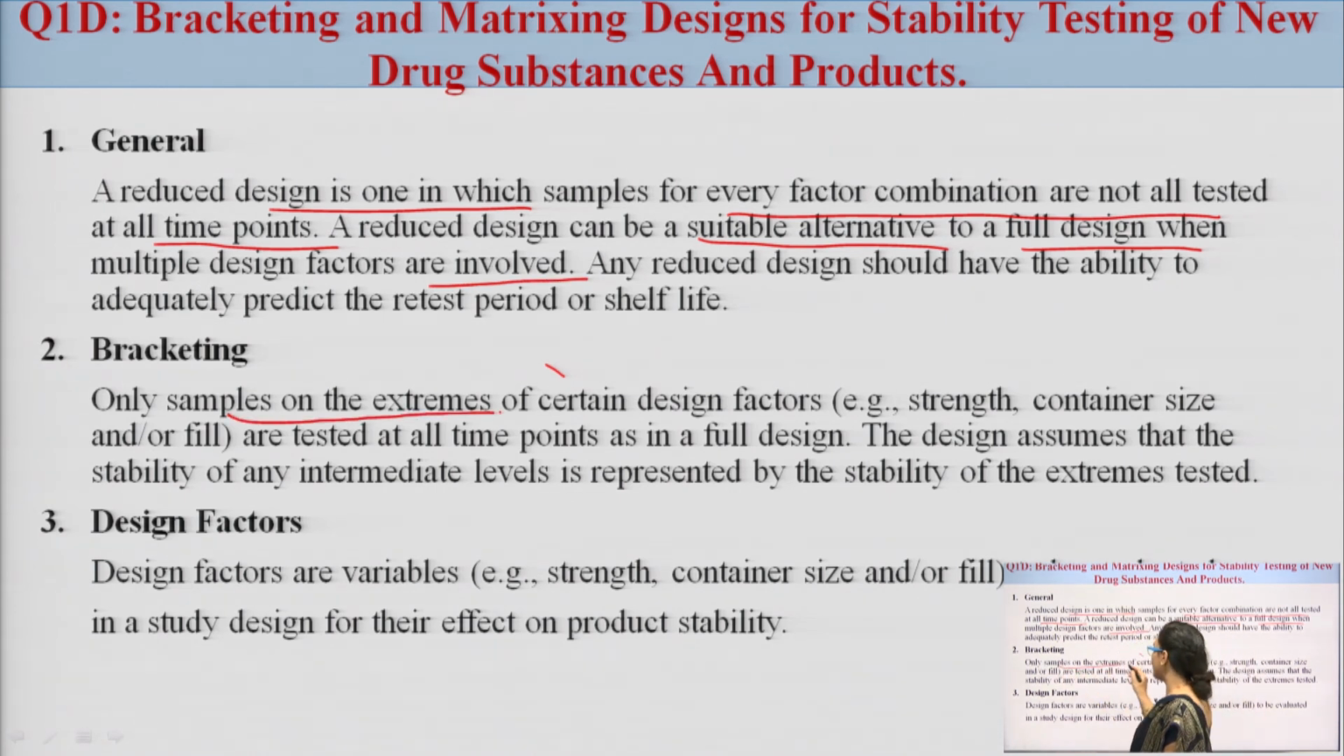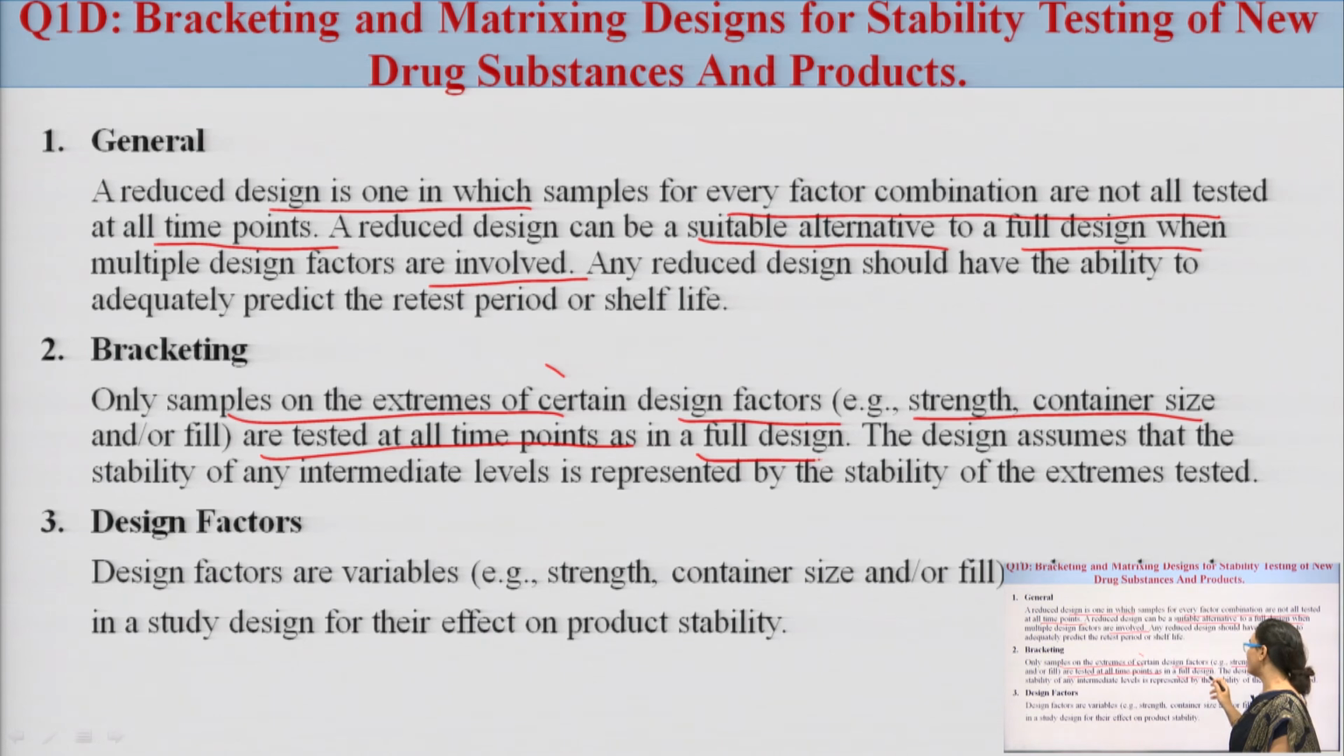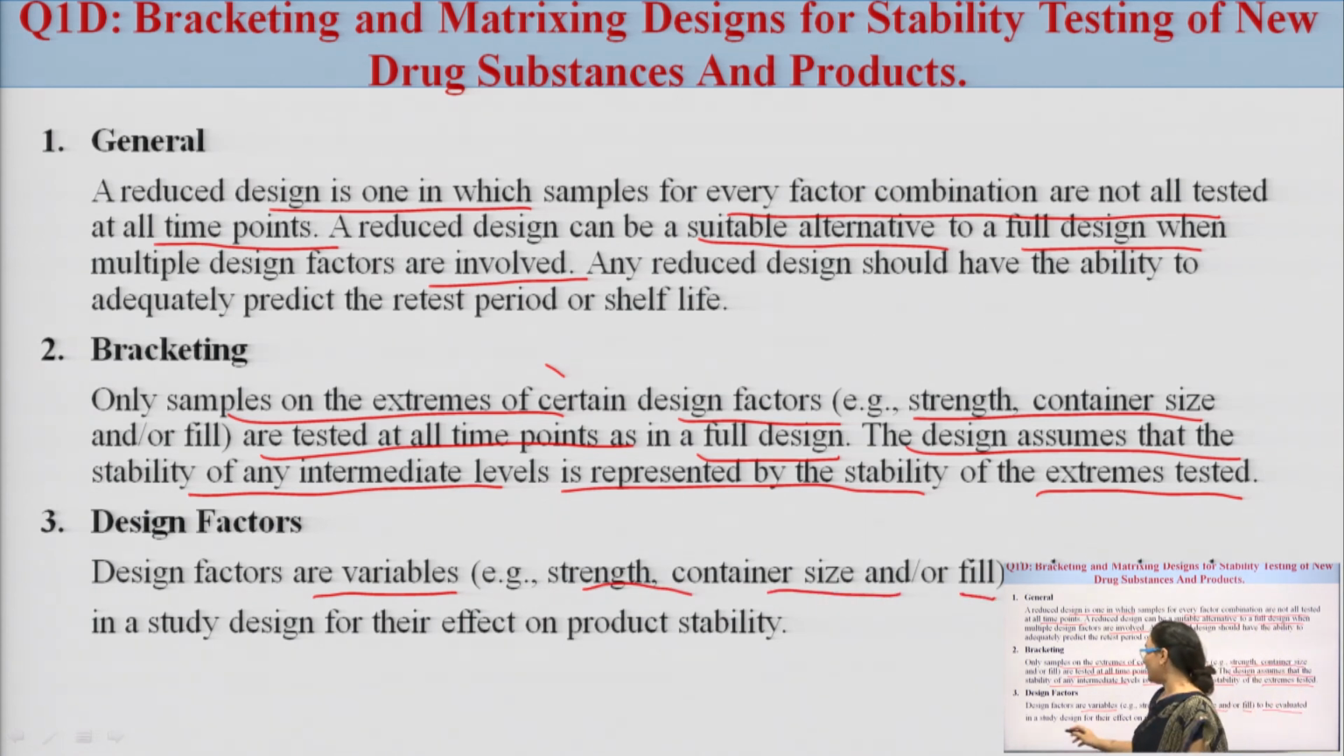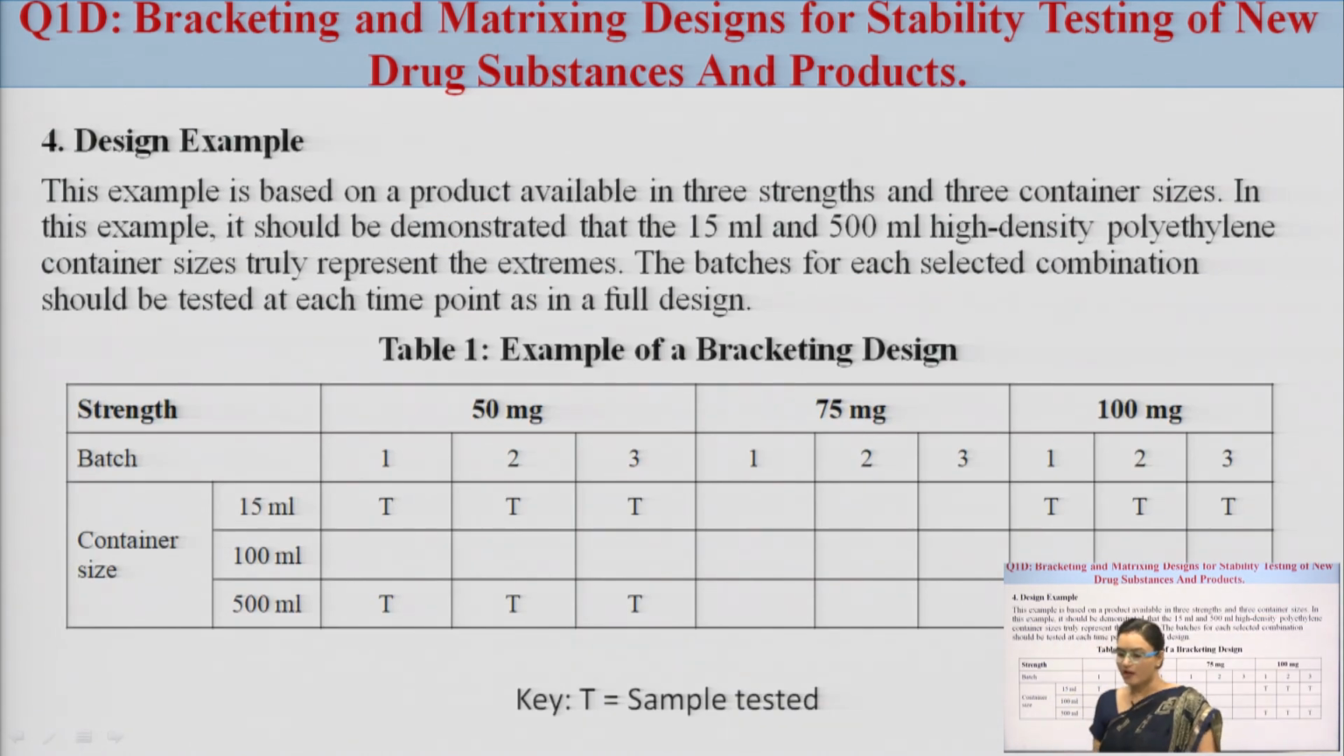In bracketing, only samples on the extremes of certain design factors, for example strength, container size or fill, are tested at all time points as in a full design. The design assumes that the stability of any intermediate level is represented by the stability of the extremes tested. Design factors are variables, for example strength, container size or fill, to be evaluated in study design for their effect on product stability. Here is the design example for bracketing design.